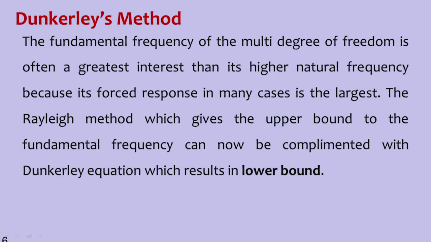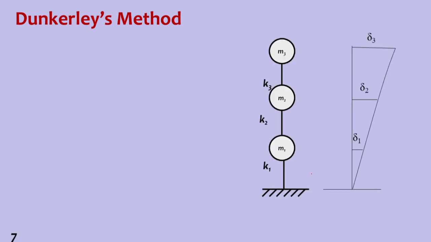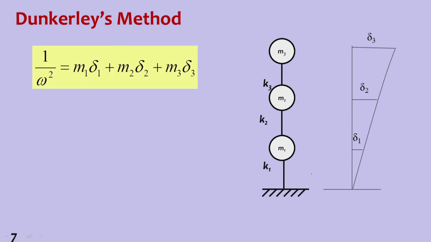Let us discuss the second method, Dunkerley's method, for finding approximate natural frequency. The fundamental frequency of a multi-degree of freedom system is often of greater interest than its higher natural frequencies, because its forced response in many cases is the largest. Rayleigh's method, which gives an upper bound to the fundamental frequency, can now be complemented with Dunkerley's equation, which is a lower bound method. What is the concept of Dunkerley's method? It works with the flexibility coefficients.